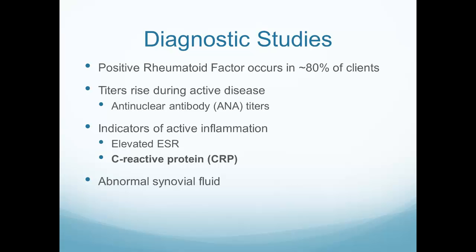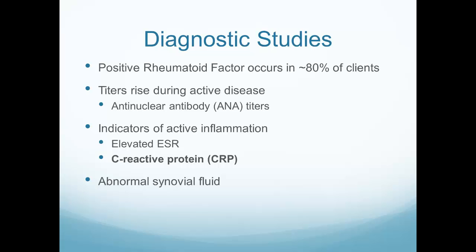So diagnostic studies for rheumatoid arthritis: a positive rheumatoid factor is going to occur in about 80% of our patients, maybe even an ANA. An ANA is an anti-nuclear antibody. So that's a titer that we can do. It's a blood test that's drawn, and it helps to tell us about whether or not there's antibodies to this rheumatoid factor, this rheumatoid arthritis.